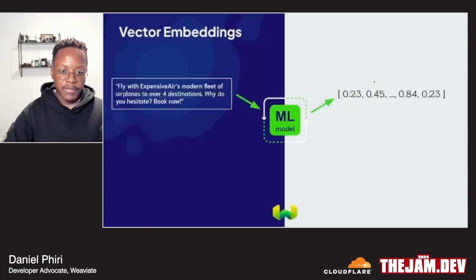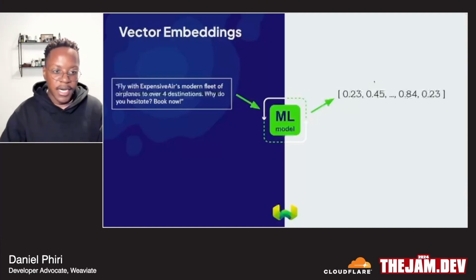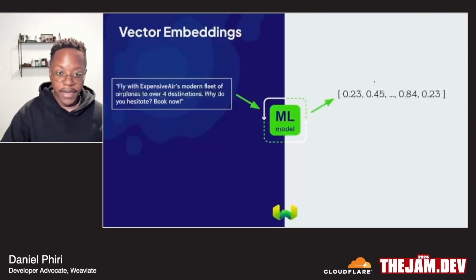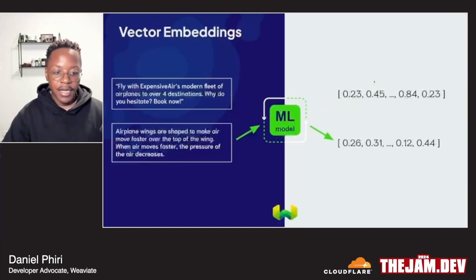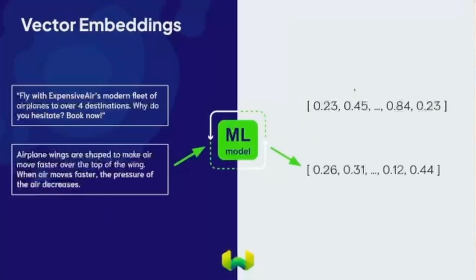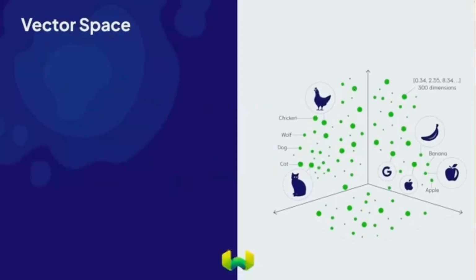In our case, we have the article about Expensive Air's modern fleet. We pass that into our machine learning model, and get vector embeddings. We do the same thing for our other article, the NASA article. We pass that through our machine learning model, and get vector embeddings. These are semantic representations of the data using machine learning algorithms. And what this does then is plot that data into a vector space.